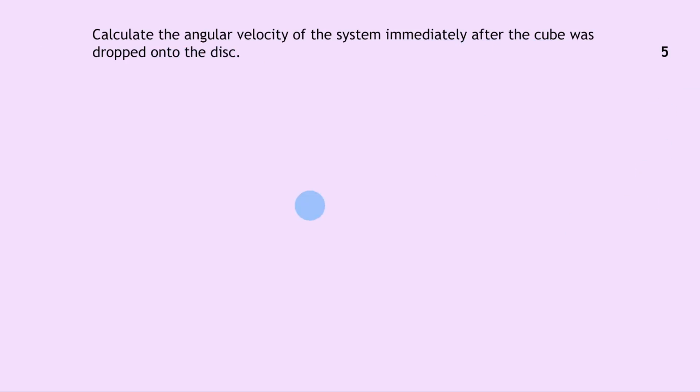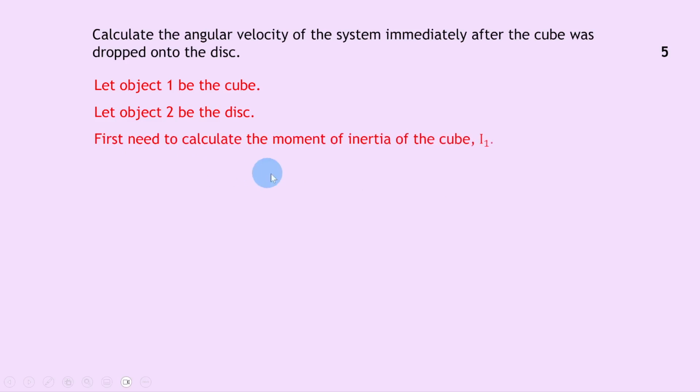Well, to set up the question here, let object 1 be the cube and let object 2 be the disk. And we first need to calculate the moment of inertia of the cube, which we can call I1 since we're saying object 1 is the cube. And we can consider a cube to be a point mass. So we have I1 is what we're trying to find. M1 is 25 grams, which is the same as 25 times 10 to the minus 3 kilograms, and we have its distance from the axis of rotation R1 is 220 millimeters, which converting into meters will give us 220 times 10 to the minus 3 meters.